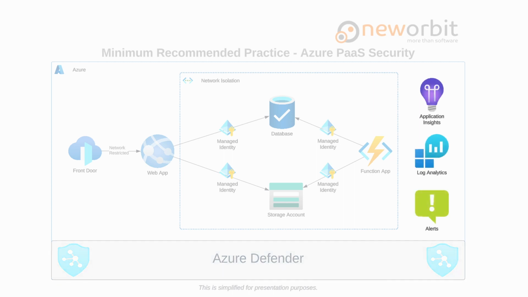The fourth thing is logging and monitoring. If you don't have good logging and monitoring on your system, you're unlikely to know if somebody's already in your system. We recommend using Application Insights and Log Analytics and the alerts in Azure that you can create to monitor your system.